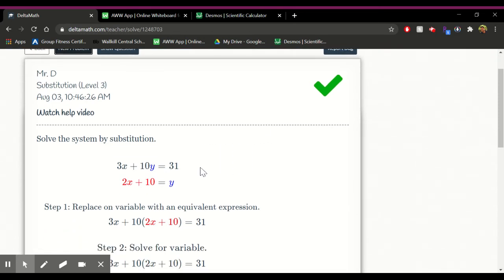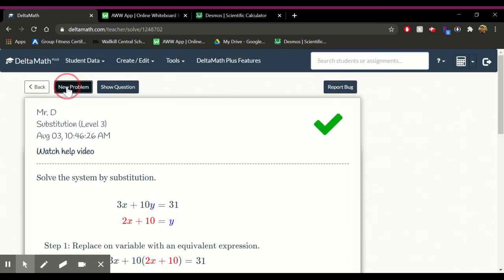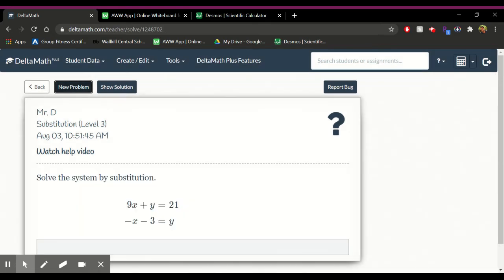And there we go. Let's look at another one. Let's have one with more negatives in it and maybe with an x isolated.